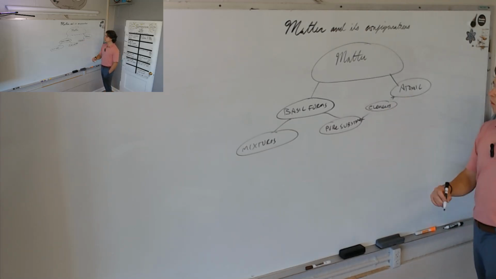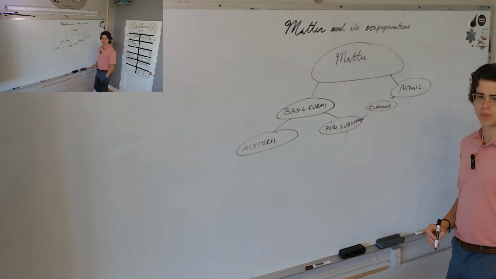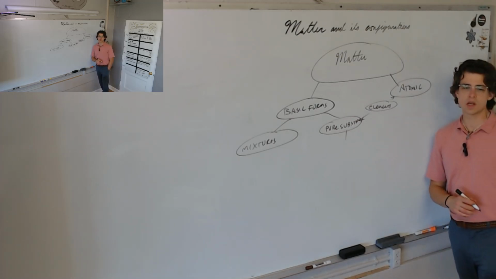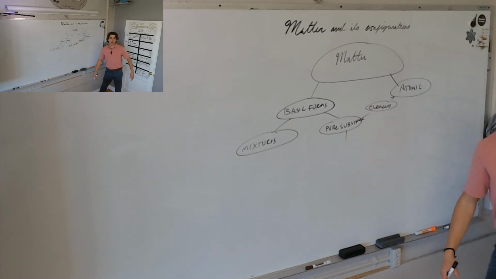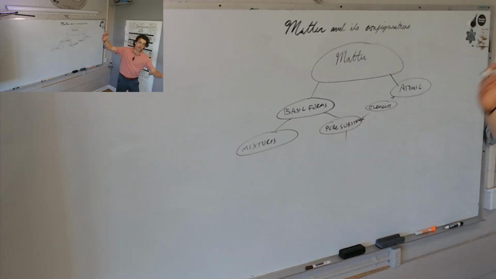So elements are one kind of pure substance. What's another kind of pure substance? Can there be something that's a pure substance that isn't just an element? Hey, I keep looking over here, but what's over here? The camera can't follow me. But what's over here? The periodic table of the elements. So these 118 specific substances are considered elements. Why? Because they aren't made of anything else.